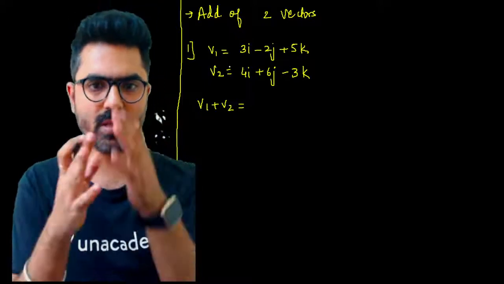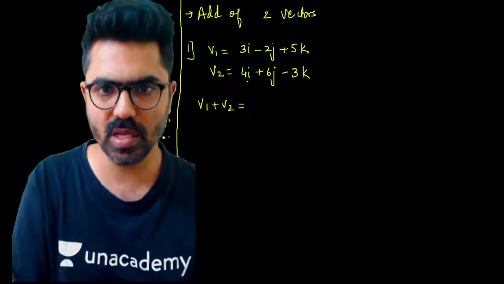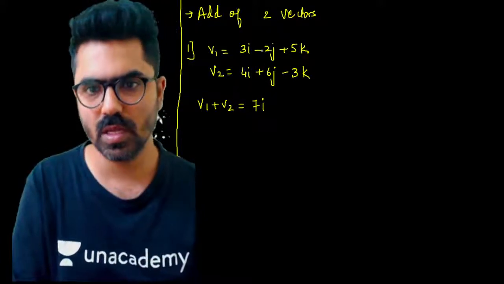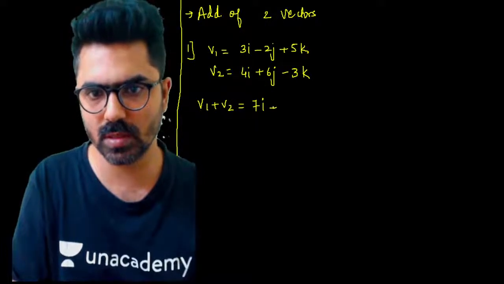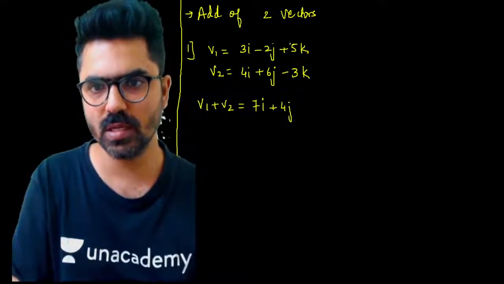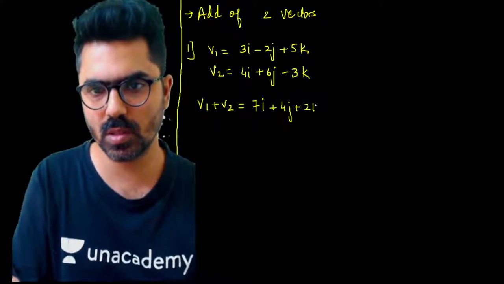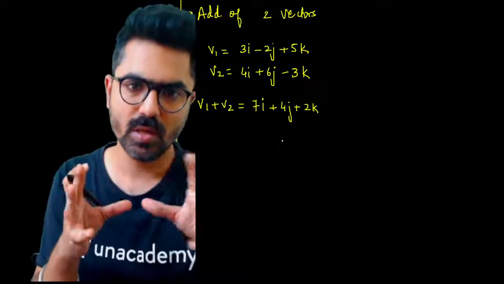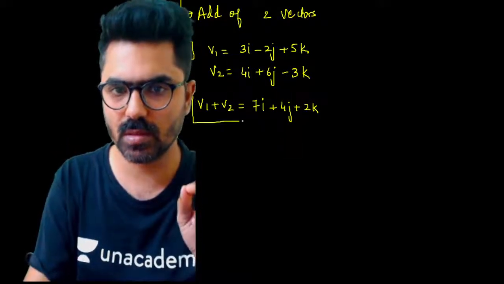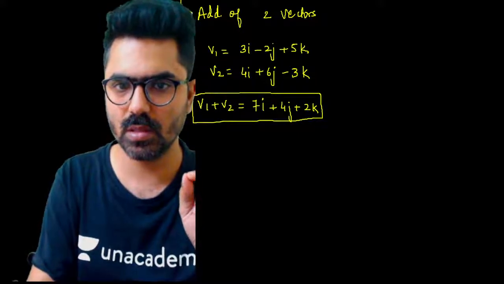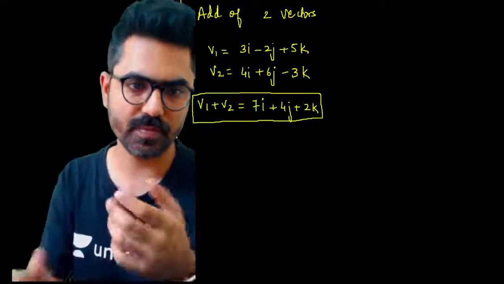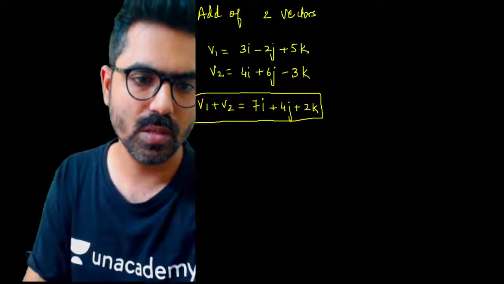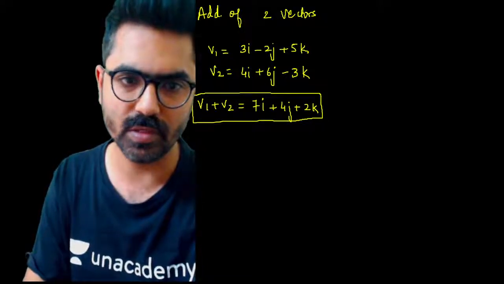So here you just need to add the components of i, like 3i plus 4i, that becomes 7i. Add the j components, like minus 2 plus 6 is 4j, and then 5 minus 3, which is 2k. So adding the corresponding components of i, j and k, we'll get the resultant vector, and that vector is the summation of the given two vectors. I think it's very simple. You just need to add the corresponding coefficients.